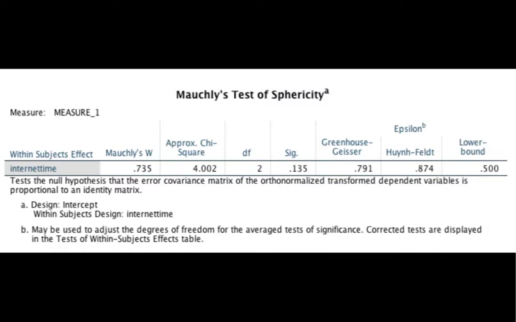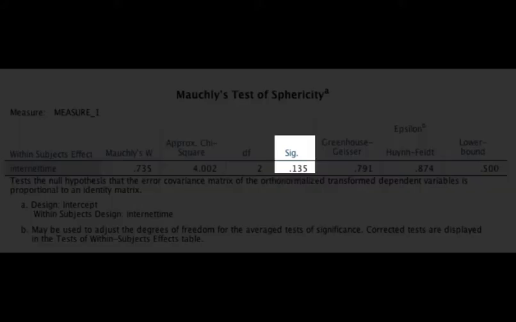Next, we look at Mauchly's test of sphericity. That is a very difficult word to say. This test basically tells us whether or not we've met our assumption. And if we had, that means that we would look at specific output in the following table. And if we haven't met that assumption, we would have to use alternative tests. In this example, we can see that p is greater than 0.05, which means that we've met our assumption of sphericity.